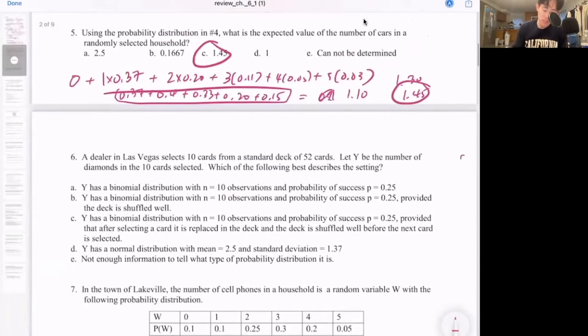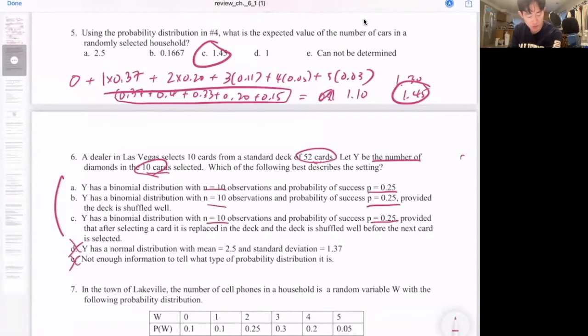Number 6, a dealer in Las Vegas selects 10 cards from a standard deck of 52 cards. Let Y be the number of diamonds in the 10 cards selected. So 52 cards, you're selecting 10, it's fixed. So I know that this is going to be a binomial situation. So I'm going to select from A, B, and C here, with the probability of success of 0.25 with n equal to 10.